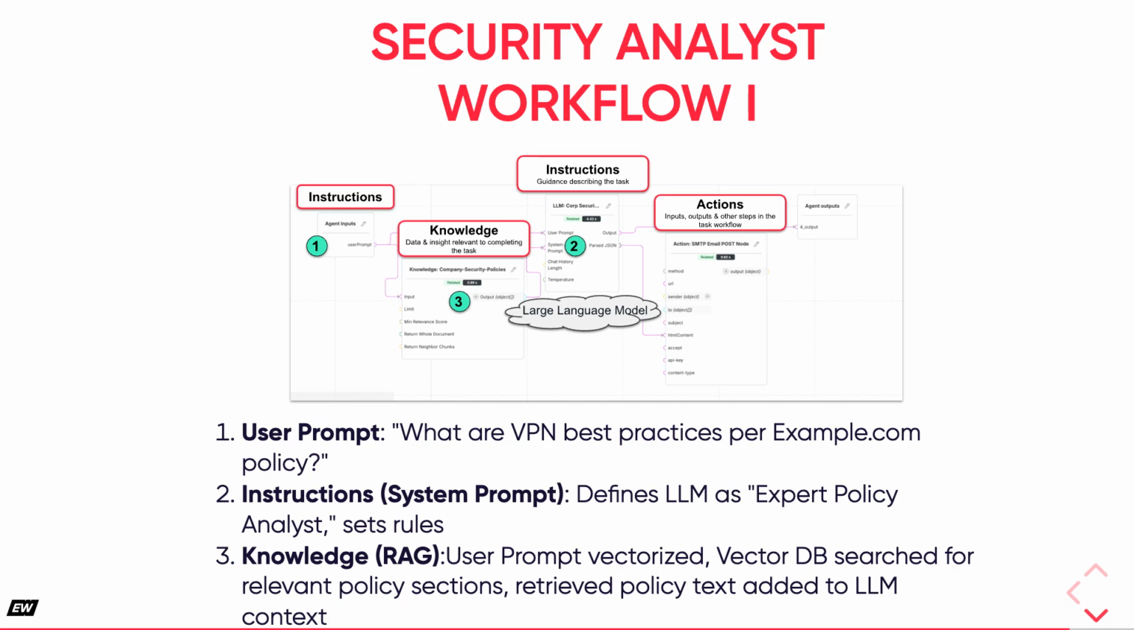In step 3, knowledge is leveraged using retrieval augmented generation. The user prompt is vectorized, and this vector is used to search a vector database for relevant security policy sections. The retrieved policy text is then added to the LLM's context, providing it with the specific up-to-date information needed to answer the user's query accurately.